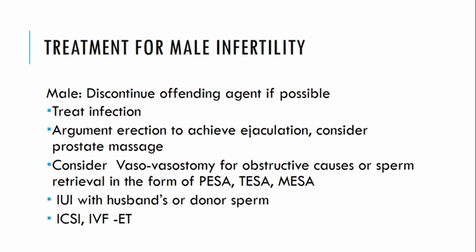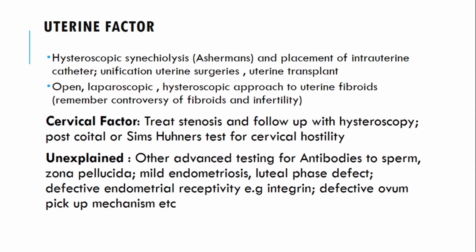The intrauterine insemination can also be done with husband or donor semen, depending on the indication. And the intracytoplasmic sperm injection can also be done, and of course, the popular in vitro fertilization with embryo transfer. These are all artificial reproductive technologies that can be offered for male infertility.